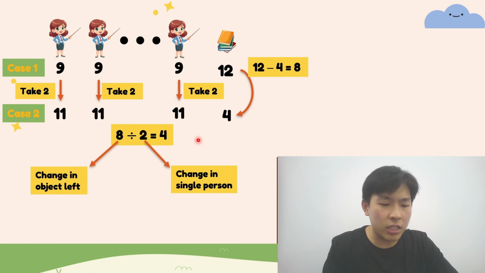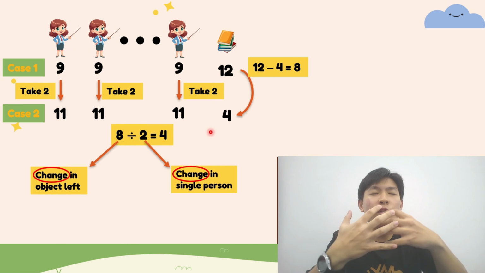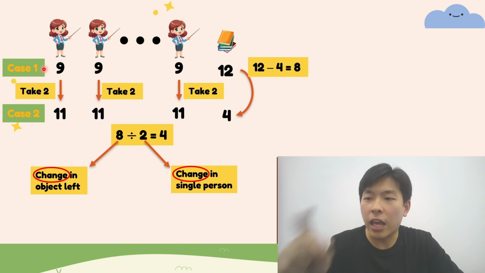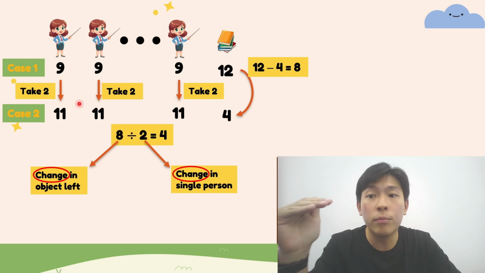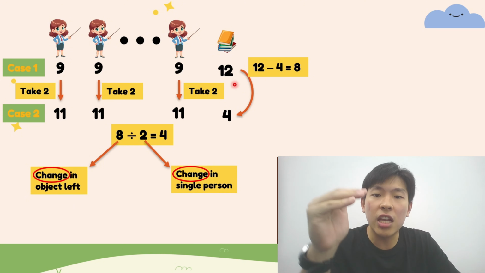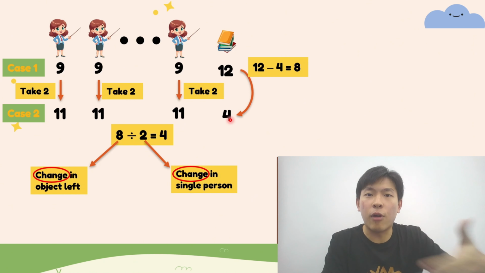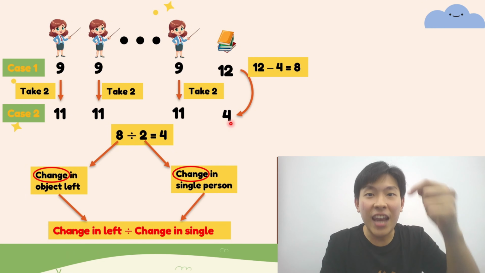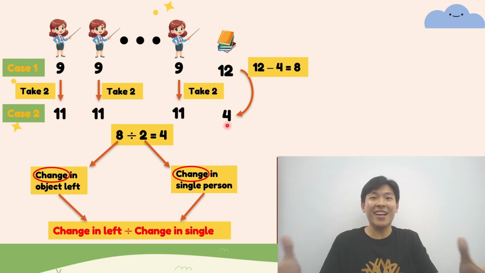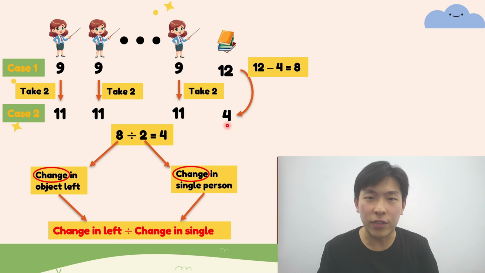Now I'm sure you have noticed that we are always talking about change. Why is that? Because here we have no other information. We only know that case 1 is like this, case 2 is like this. Then we can only see the change in number of books owned by the teachers and the change in number of books left. Now, how did we find the number of teachers? We actually just took the change in object left divided by change in single. That way, we are able to find our answer. And that is the summary of this question.